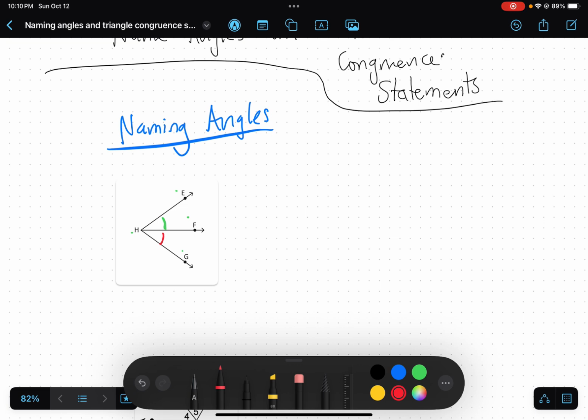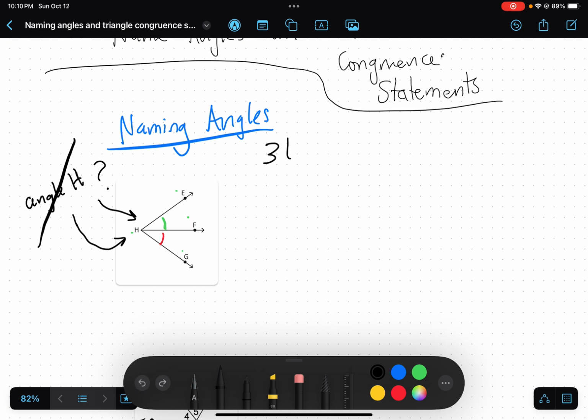So I can't just say angle H. Let's talk about why. I can't say angle H because you wouldn't know which angle I'm talking about. Am I talking about the green one or the red one? So that doesn't work. So I actually need 3 letters to precisely name the angle.